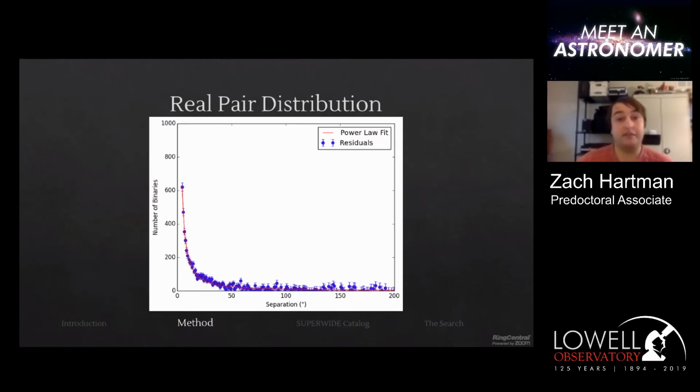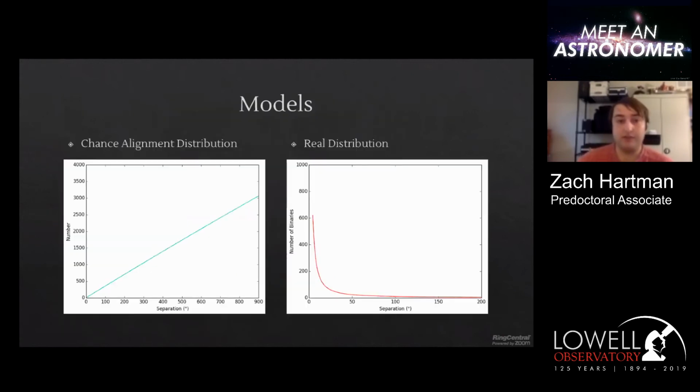So we take that chance alignment distribution that we fit previously, subtract it from the distribution that had the real pairs, and we get the real pair distribution out. And so in the end, we have two models. We have the chance alignments and we have the reals. And what we do is we do this again for the proper motion differences, and we do it for the distance differences. And from those models, we calculate a probability that these stars are actually gravitationally bound systems.